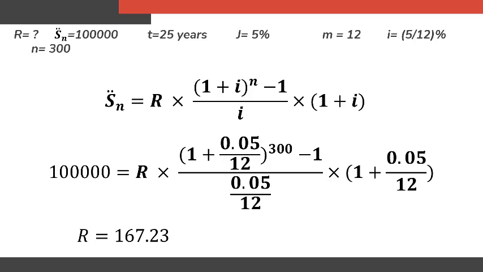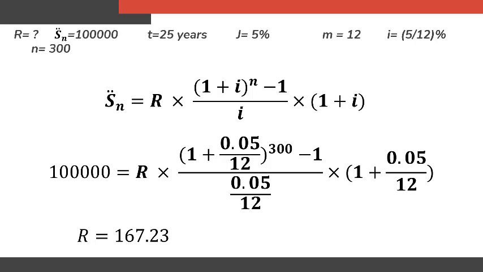We will substitute for S double dot N with $100,000 and for I with 5% over 12 and for N equal 300. So we get R equal 167.23.